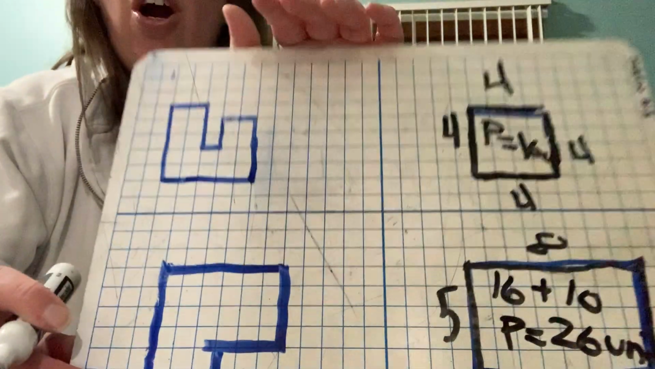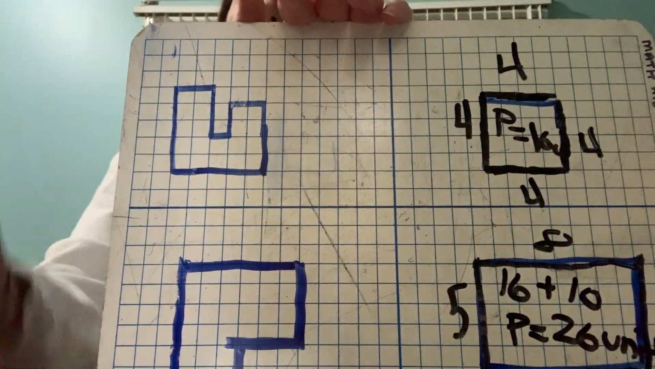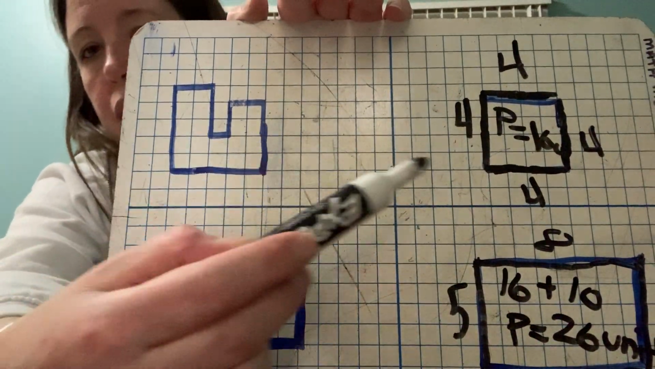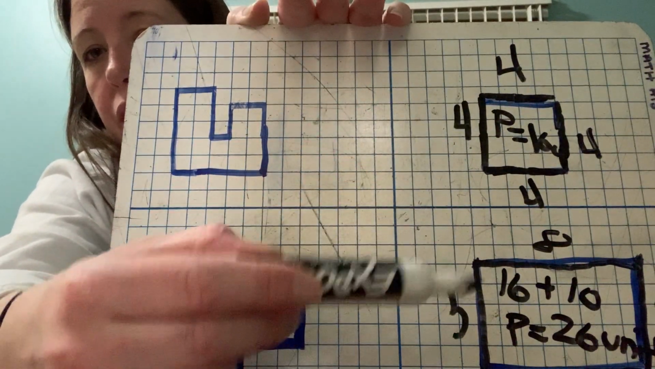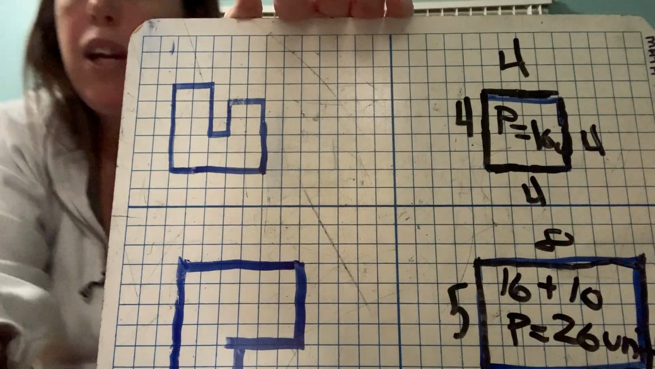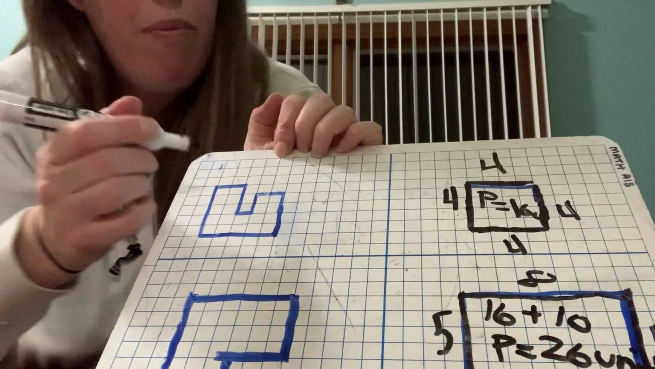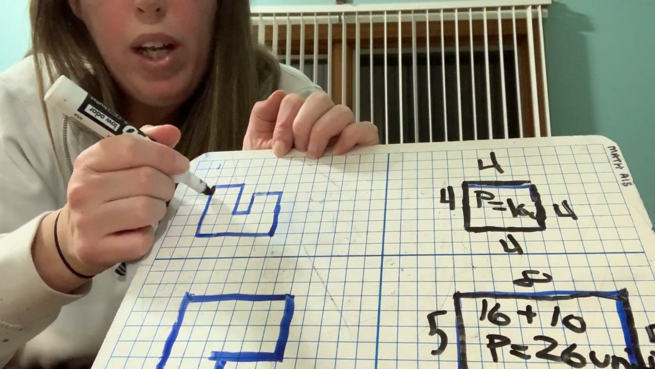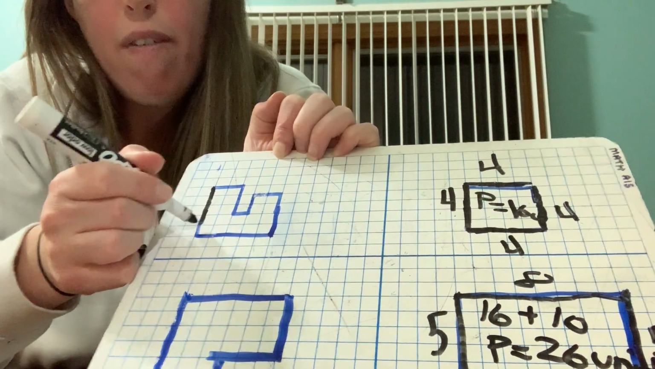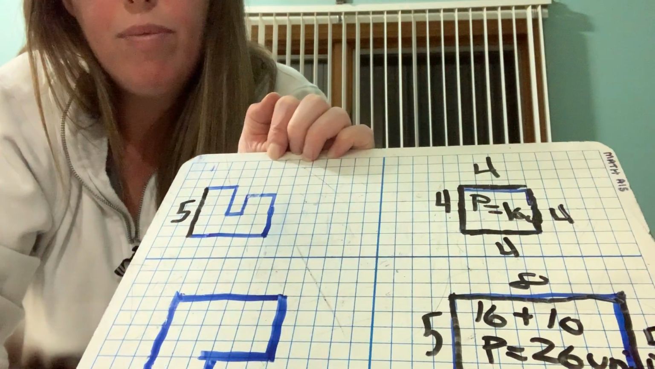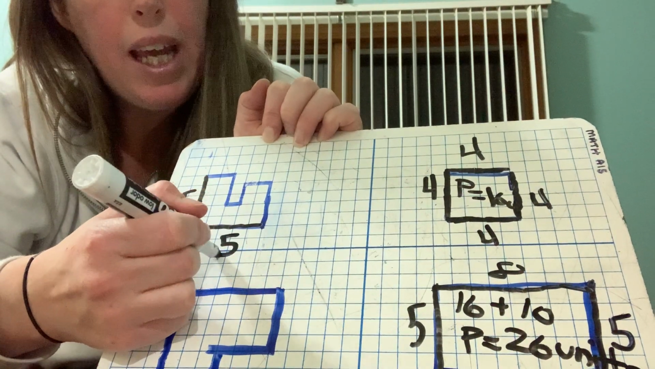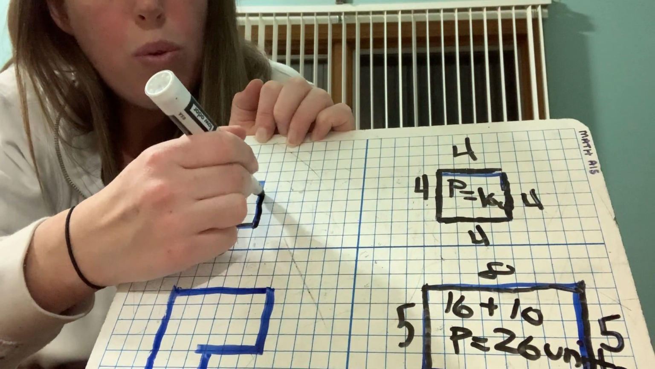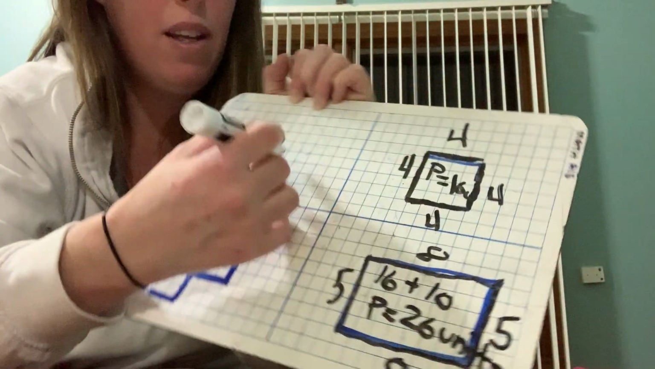Okay, now these are irregular shapes. So it's not going to have the nice equal number of sides here. 4, 4, 4, 4, 5, 5, 8, 8. So I'm going to have to be careful with my counting. Here I go. 1, 2, 3, 4, 5 units. 1, 2, 3, 4, 5 units again. 1, 2, 3, 4 units.